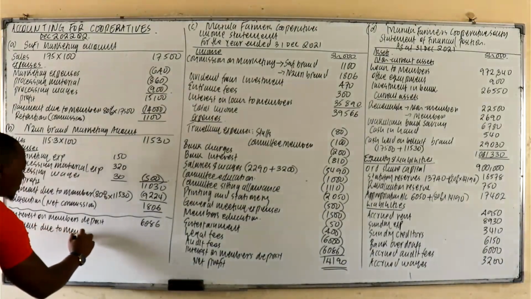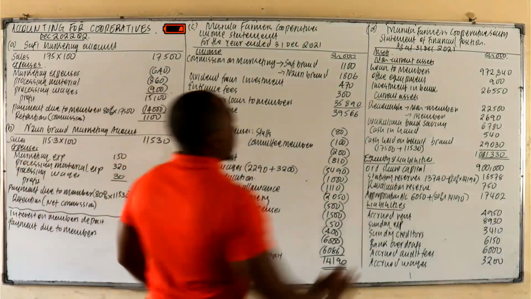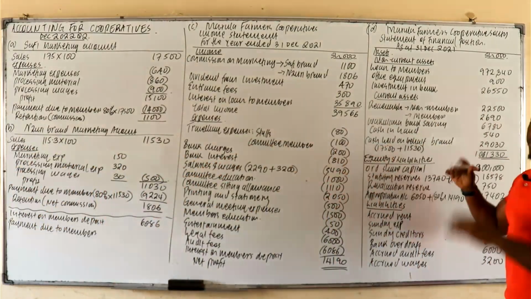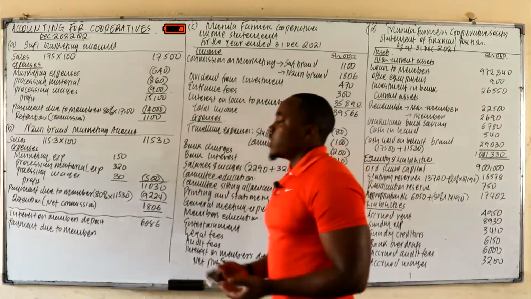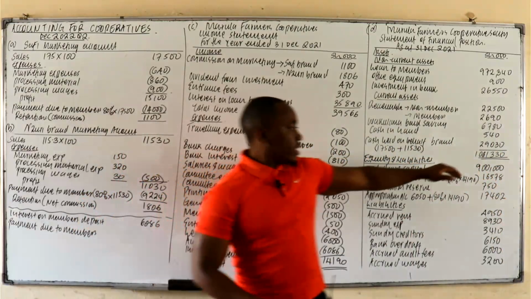Payment due to members. Now, reason up here. In our current assets, we showed the amount of cash held on behalf of the brands, because we collected the money. That money does not belong to us. It belongs to those brands, but we still held the cash. So you show it as an asset.